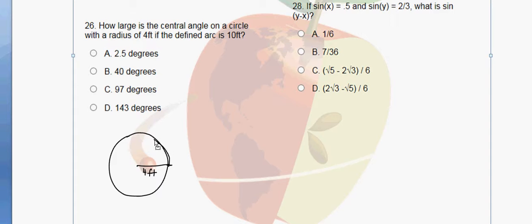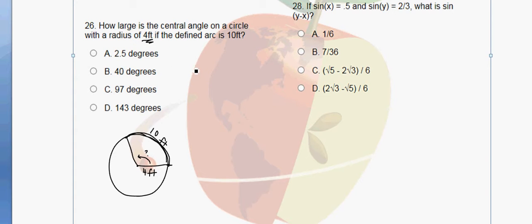So it's maybe, I don't know, that much. We want to know how big this central angle right here is. Right? How big is the central angle if this part of the arc is 10 feet? So this goes back to your understanding of the circle, and what you learned about radians and converting from radians to degrees is going to be in there, except the difference here is that the radius is 4 feet.